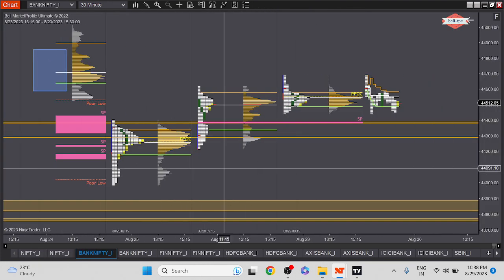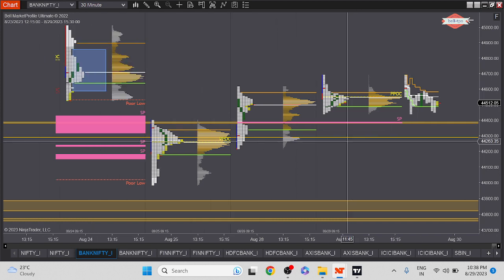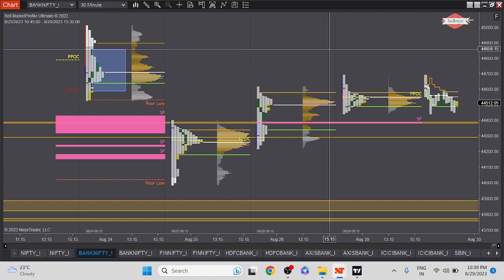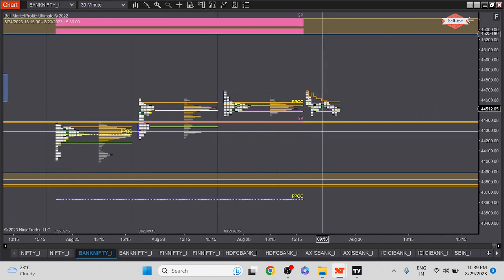If I see Bank Nifty also, we saw a very small trade. Single print is not tested yet, so it is still holding. Bank Nifty tested the weak area, but not completely. I think Bank Nifty still has to cover the upper weak area, which is around 44854. Okay, and then we have a single print resistance which is around 45256 to 45405 levels.